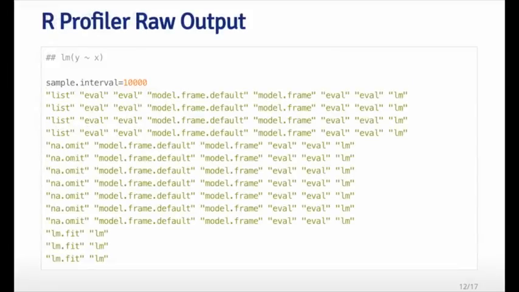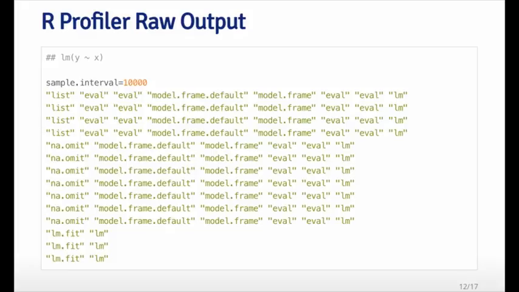So here's a quick example of the raw output that comes from the profiler. Generally speaking, you will not ever use this output, but I thought it might be interesting to look at what's going on. You can see that I'm just calling the lm function, with a univariate outcome and a univariate predictor.